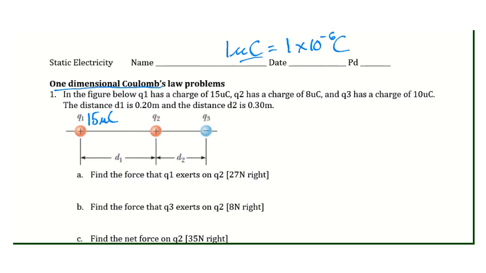Charge 2 is 8 microcoulomb. And Q3 has a charge of 10 microcoulomb. D1 is 0.2 meters. D2 is 0.3 meters. So not drawn to scale, but still helpful to have a picture.